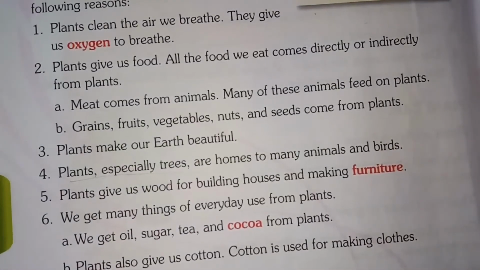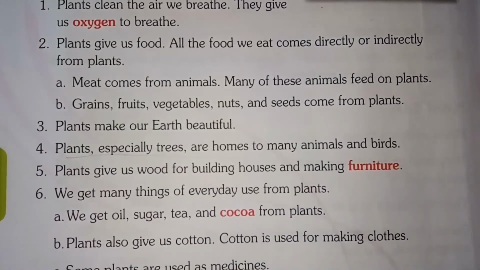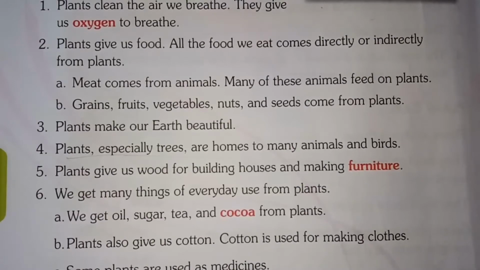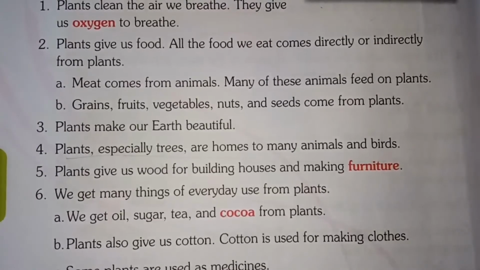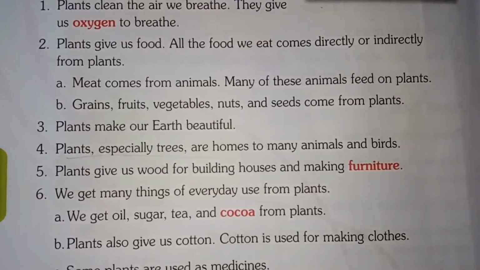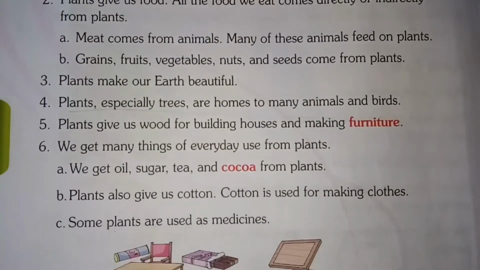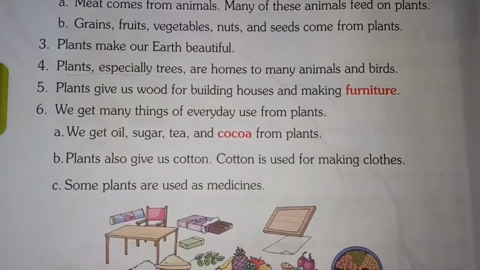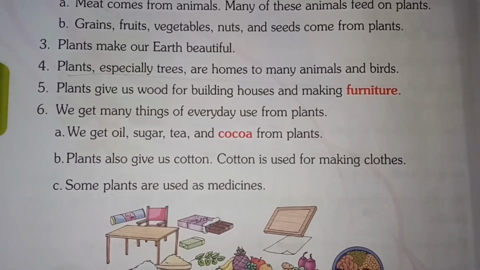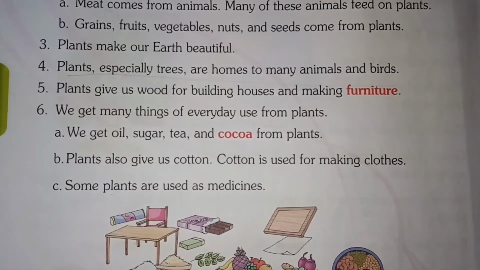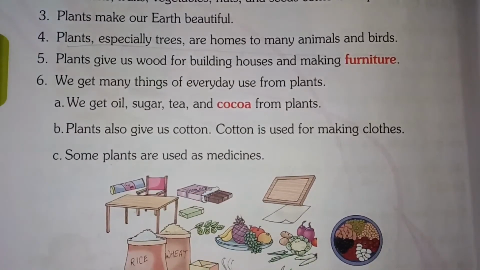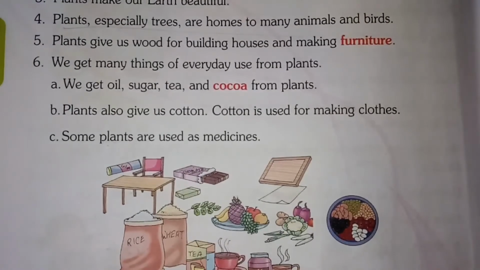Plants make our earth very beautiful. Plants, especially trees, are homes to many animals and birds. Plants give us wood for building houses and making furniture. We get many things of everyday use from plants. We get oil, sugar, tea and cocoa from plants. Plants also give us cotton, and cotton is used for making cloth.